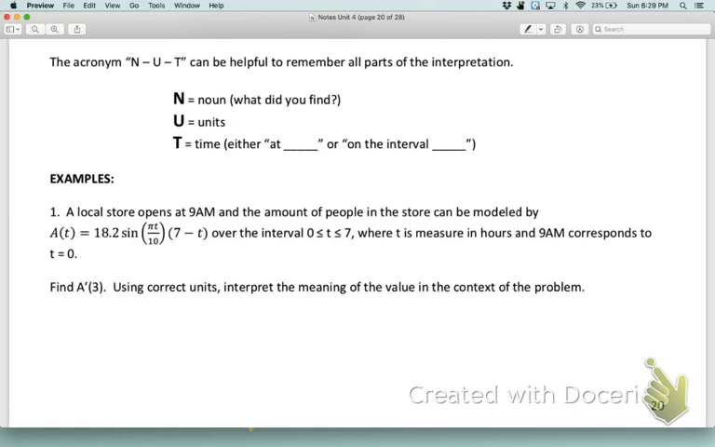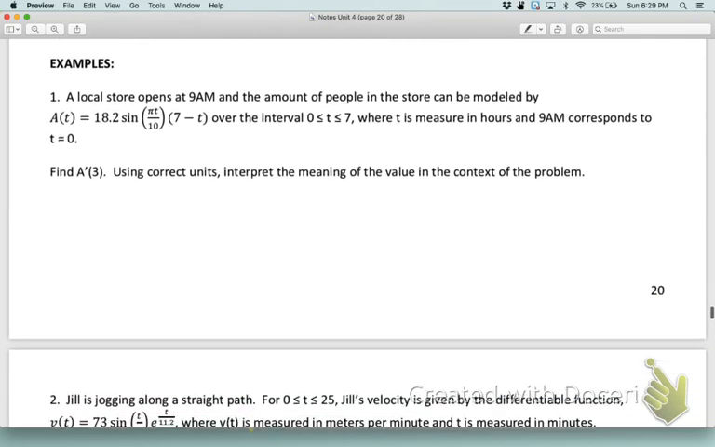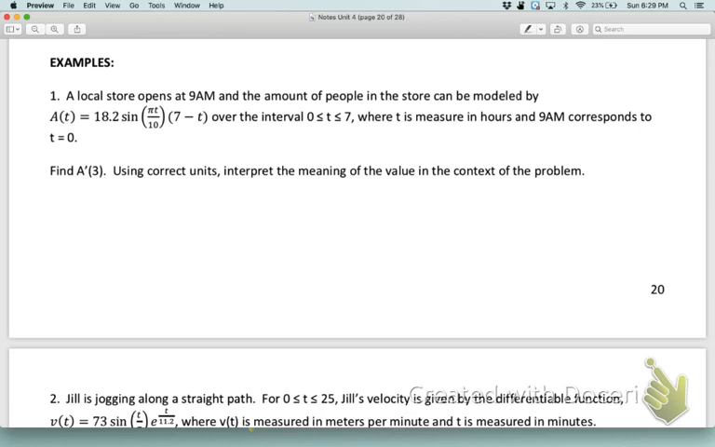Okay, so I'm going to show you two examples here, and then I want to tell you one extra thing about integrals. So here is the first example. It says a local store opens at 9 a.m. and the amount of people in the store can be modeled by A of t over the interval 0 less than or equal to t less than or equal to 7, where t is measured in hours and 9 a.m. corresponds to time t equals 0.